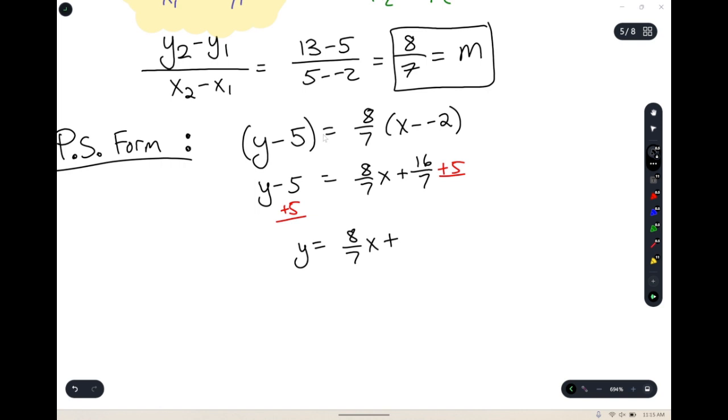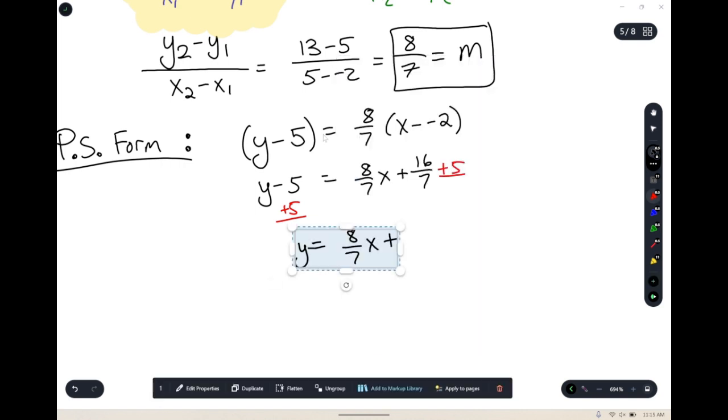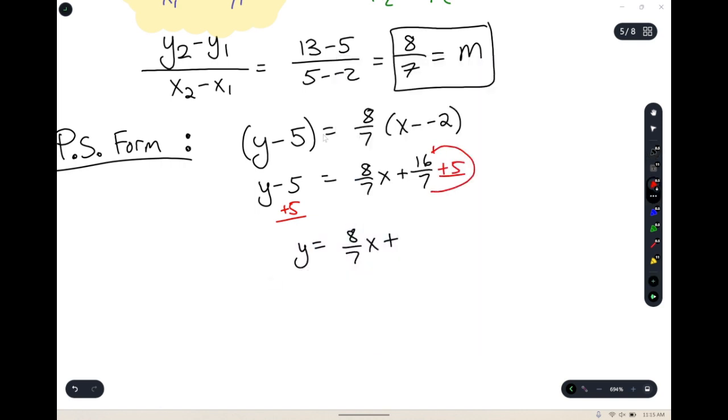Remember this thing right here where you go like that? Not like that. Remember this thing where you go like this, and you go times plus? Yeah. So it's 35 plus 16 is 51. I said it. Good job.